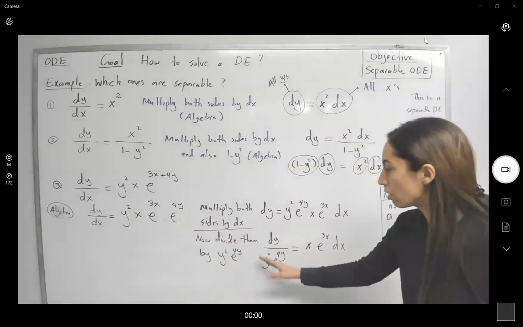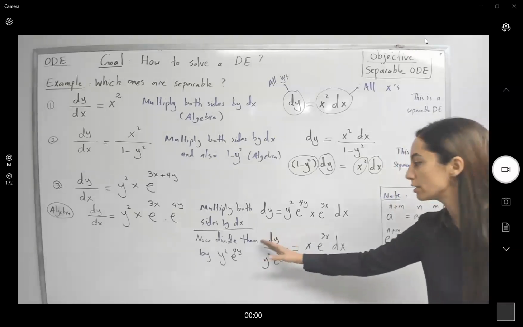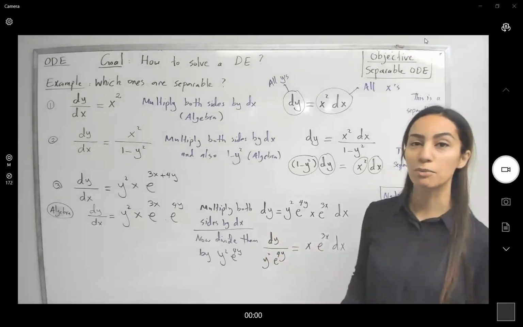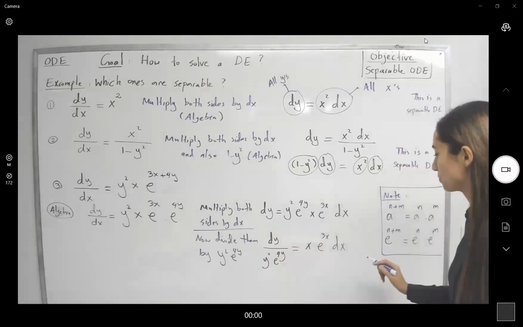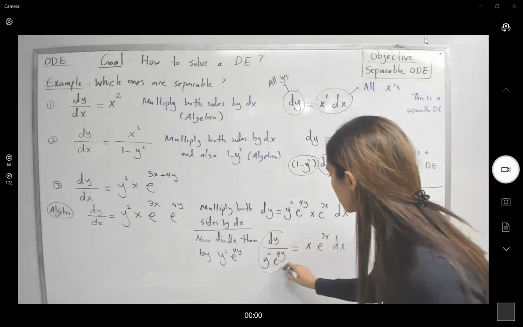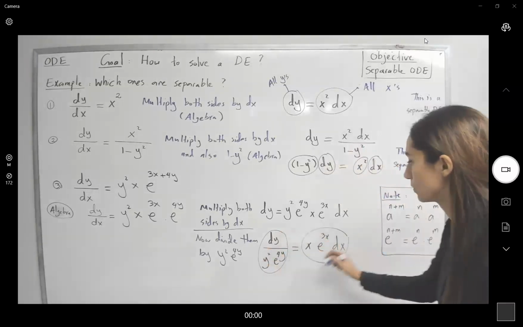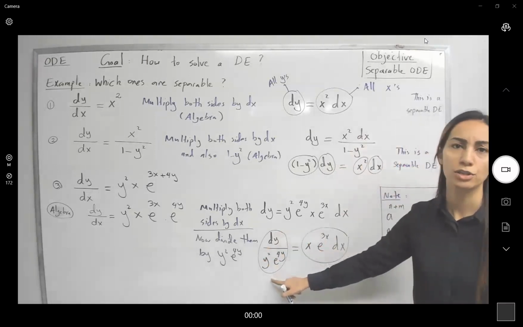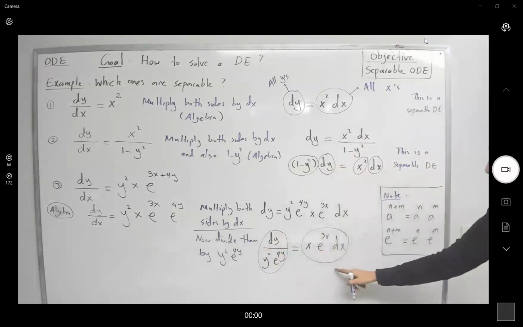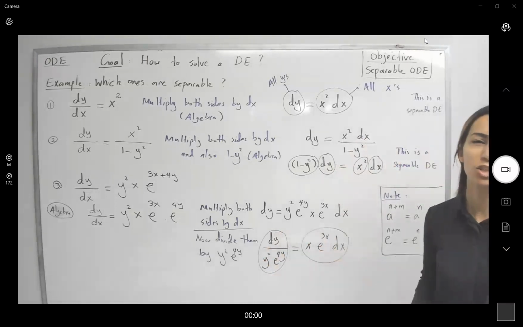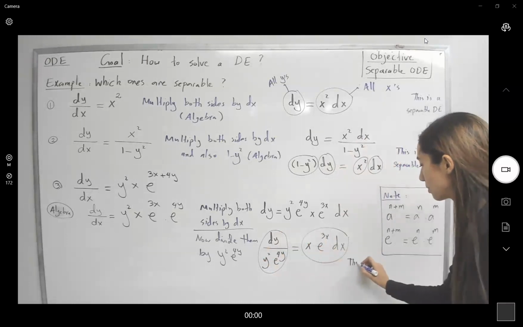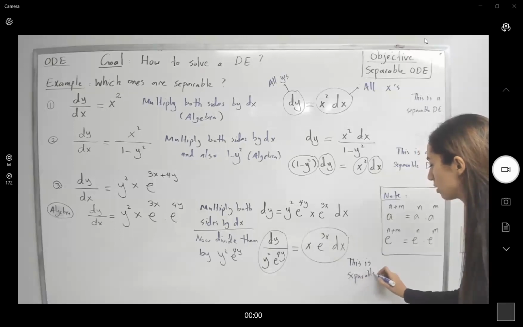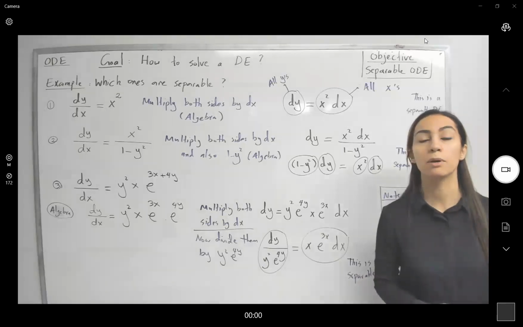As you can see, all of your y's are on one side, all of your x's are on the other side. So what's the meaning of that? It means that you have a separable differential equation. All y's, all x's. On the left-hand side, you see dy and all expressions, functions in y. And on the right-hand side, you see dx and all expressions, functions in x. So this is separable.